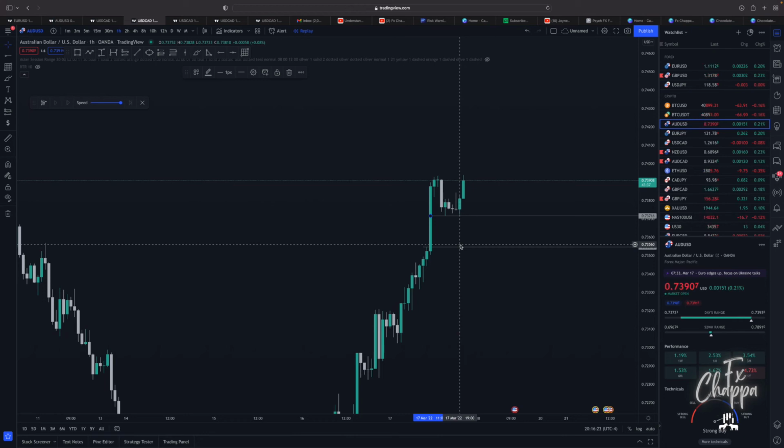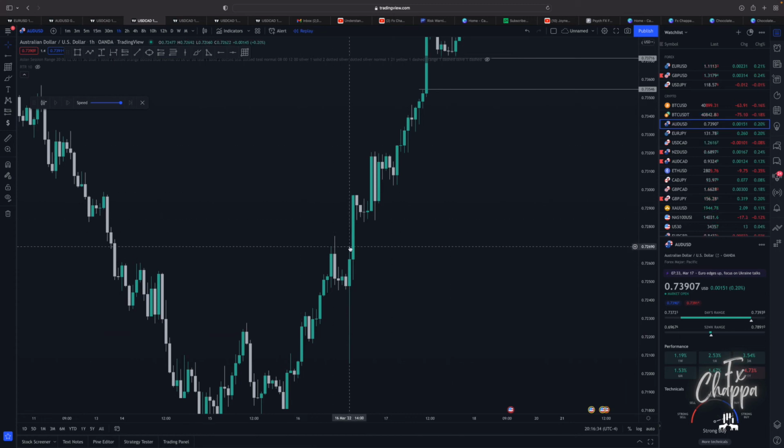And think about it, guys. If you're selling something, you should have somebody there to buy it, right? That's the idea of what an imbalance is. So price needs to come back to these areas. This area is also an imbalance, right?